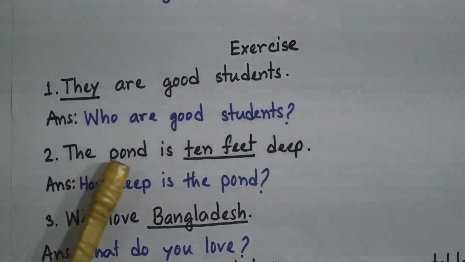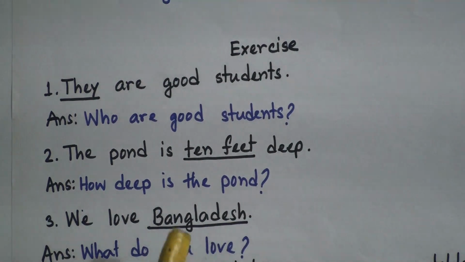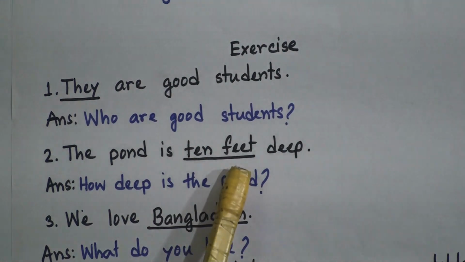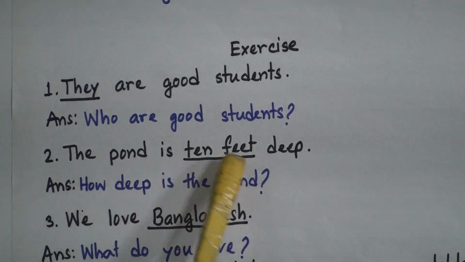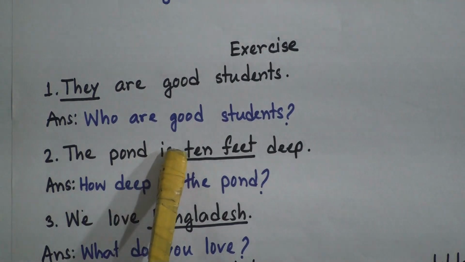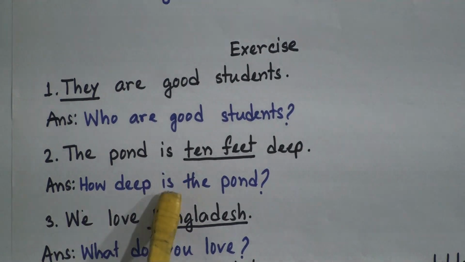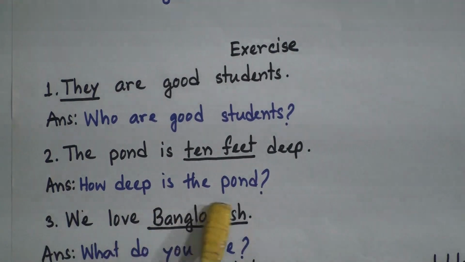Now number 2, the pond is 10 feet deep. Now we want to know about the depth of the pond. So we will start our question with how deep, and there is an auxiliary verb. So we will write the auxiliary verb, how deep is, and our subject is the pond. How deep is the pond?